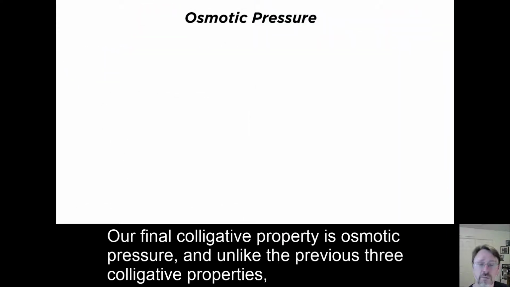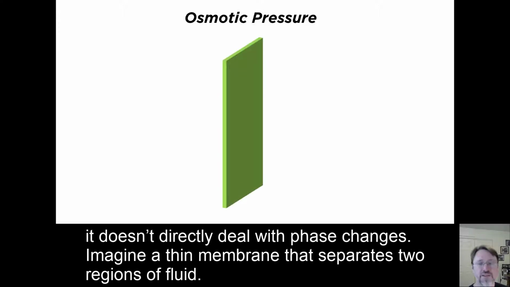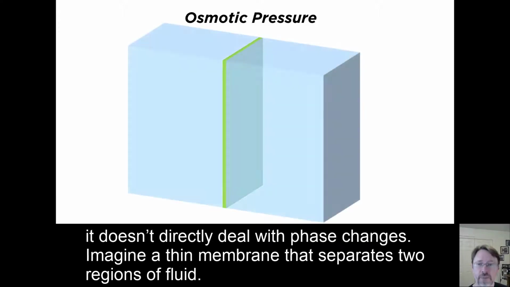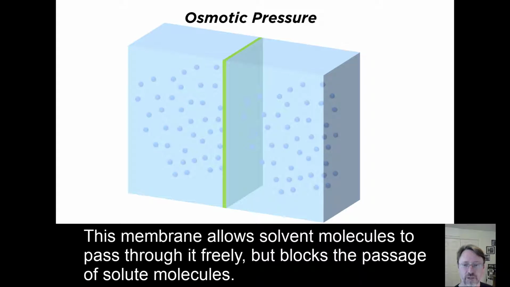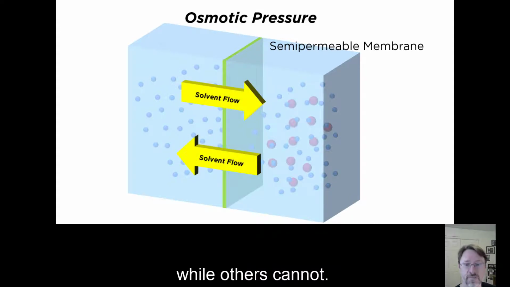Our final colligative property is osmotic pressure, and unlike the previous three colligative properties, it doesn't directly deal with phase changes. Imagine a thin membrane that separates two regions of fluid. This membrane allows solvent molecules to pass through it freely, but blocks the passage of solute molecules. This type of film is called a semi-permeable membrane, because some molecules can permeate or pass through, while others cannot.